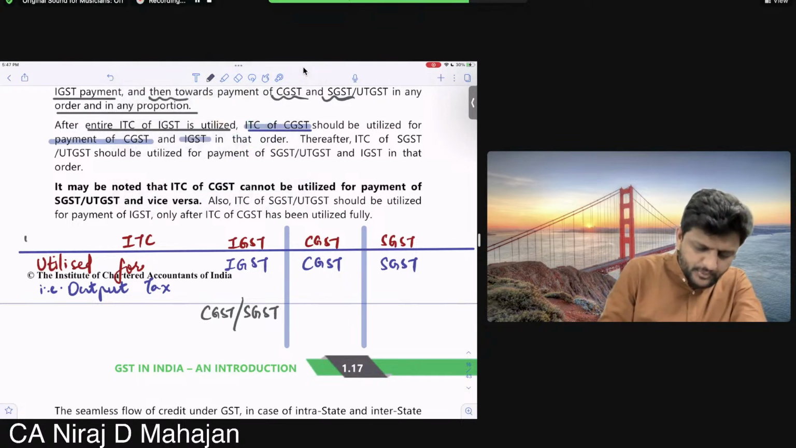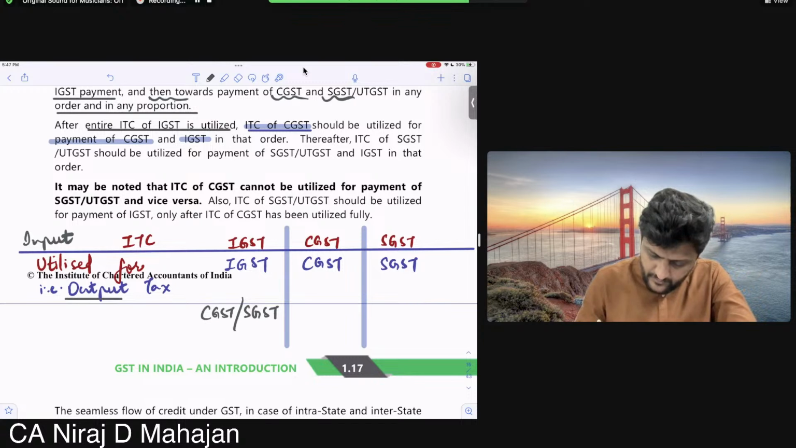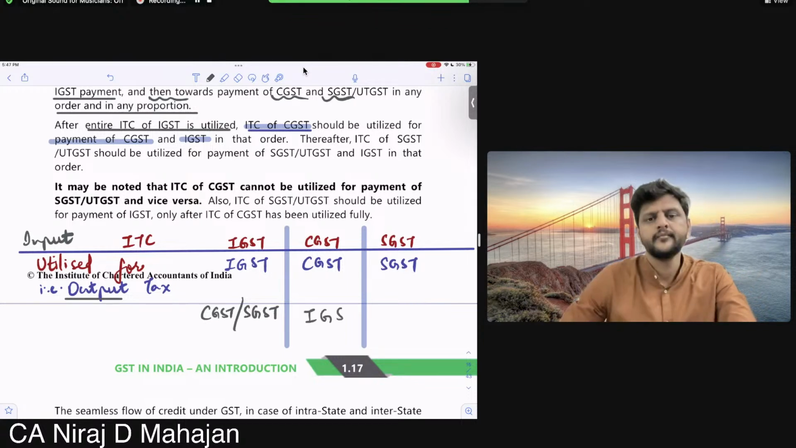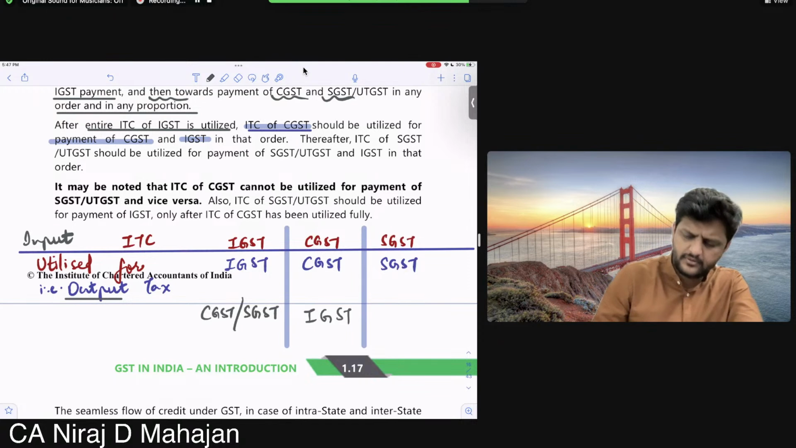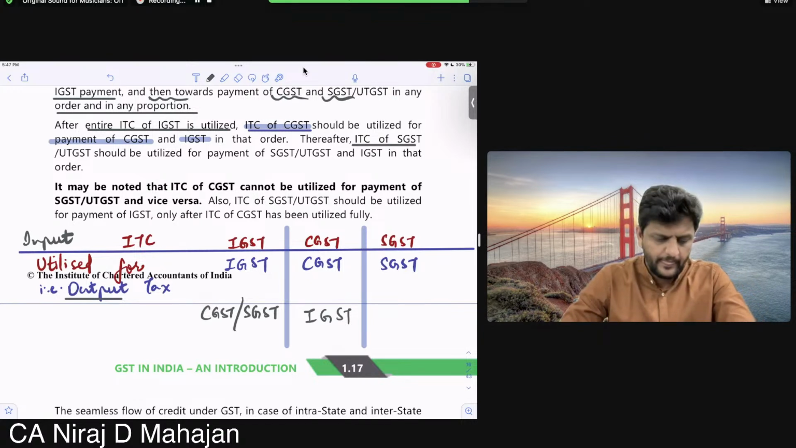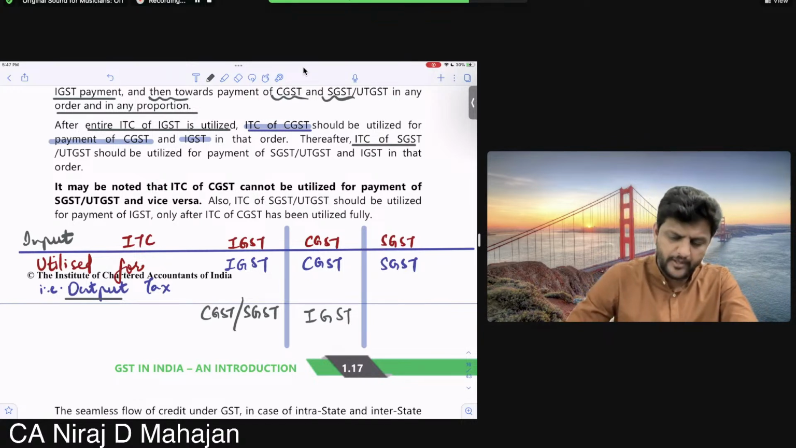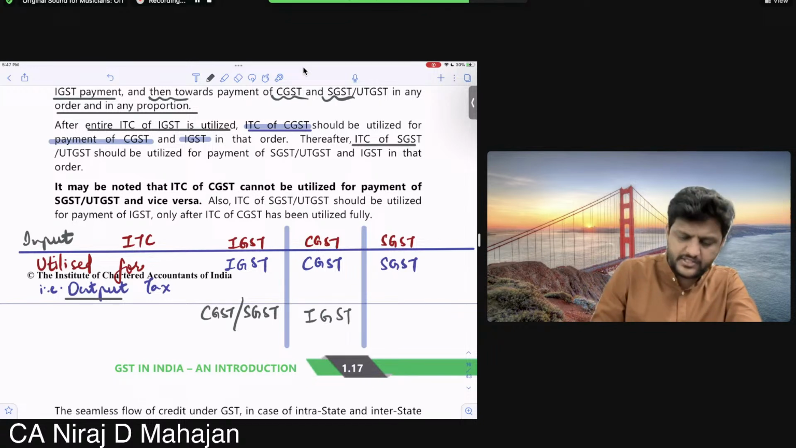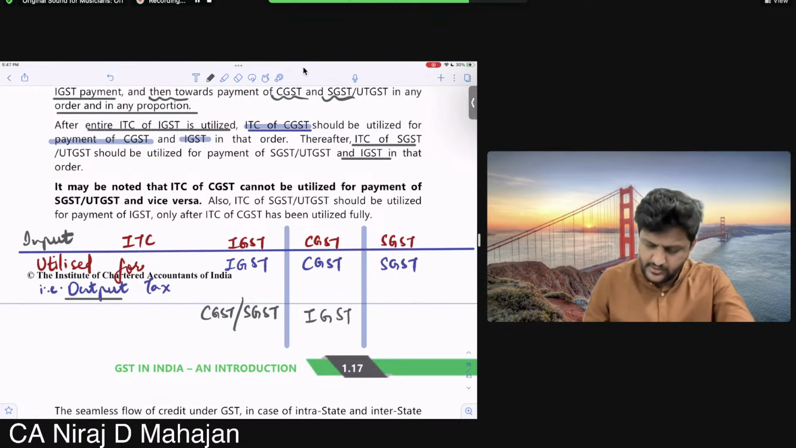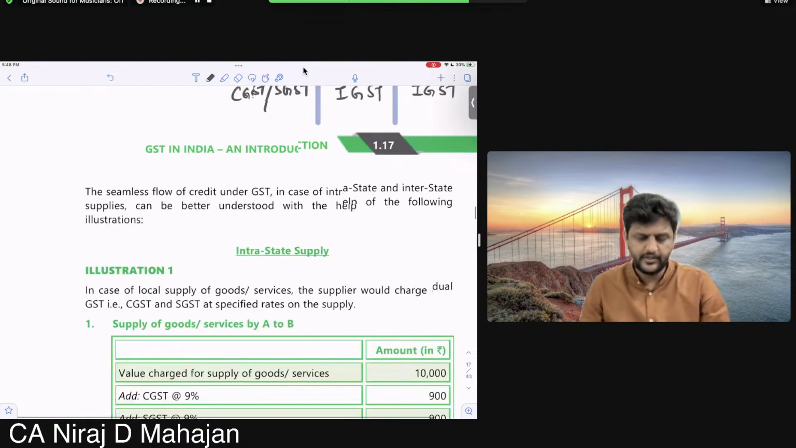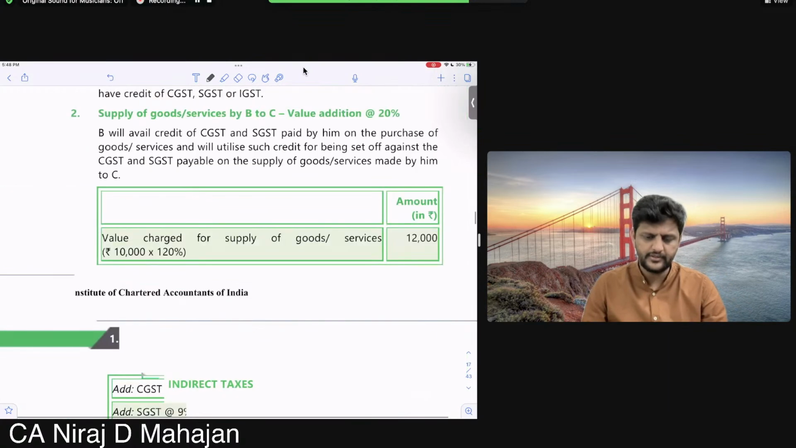See, this is input and this is output. Okay? And check the same thing for state. Thereafter, ITC of SGST should be utilized for payment of SGST and then IGST in that order, that is sequence. Okay? Have they given you any diagram? They had given, that's why I was not taking this example.